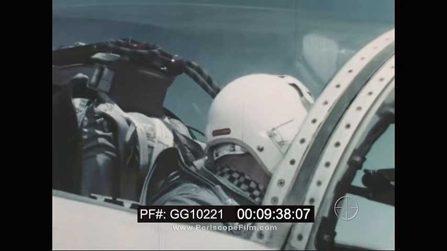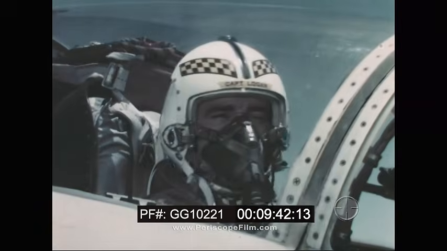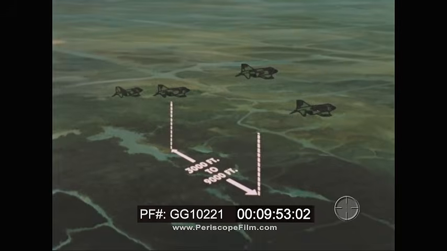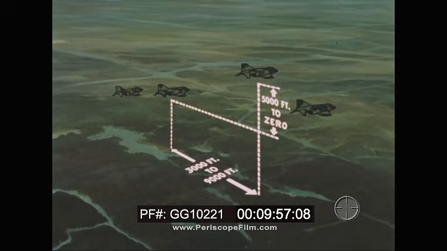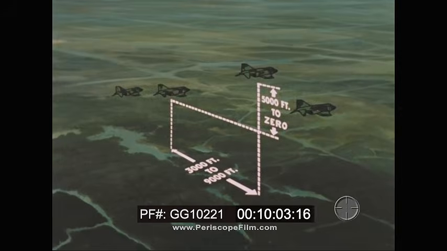Since the element leader functions as alternate flight leader as well as leader of his own element, he is selected for his demonstrated leadership, ability, and aggressiveness. The supporting element is flown 3 to 9,000 feet out from the leader and 0 to 5,000 feet up. These distances will depend upon altitude, configuration, and mission requirements.